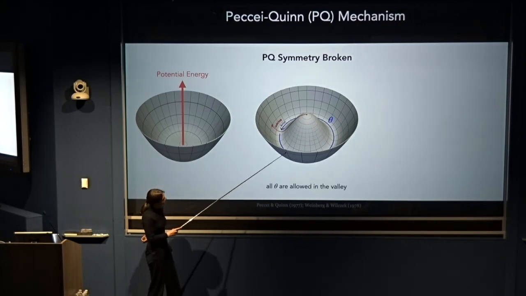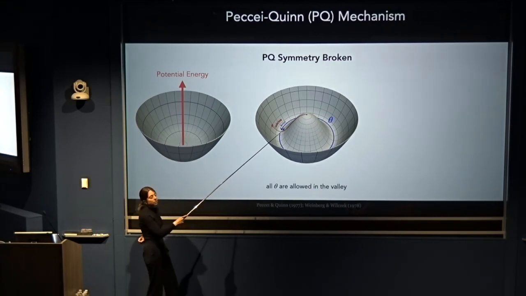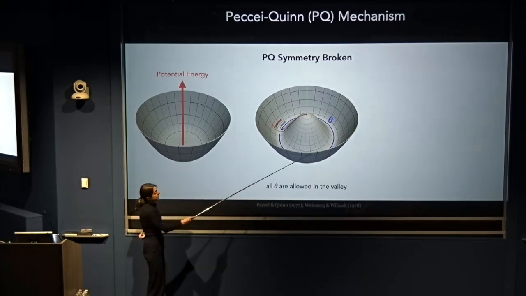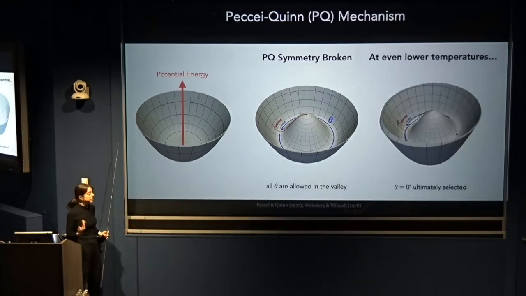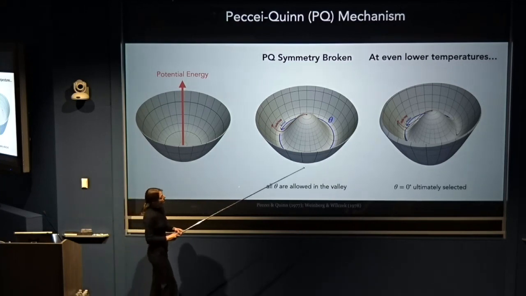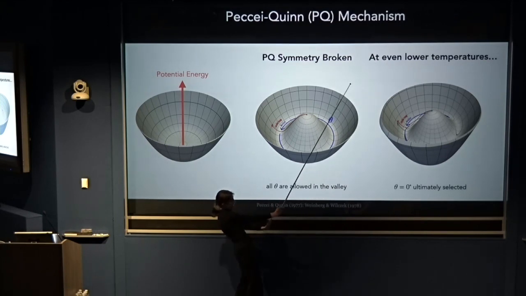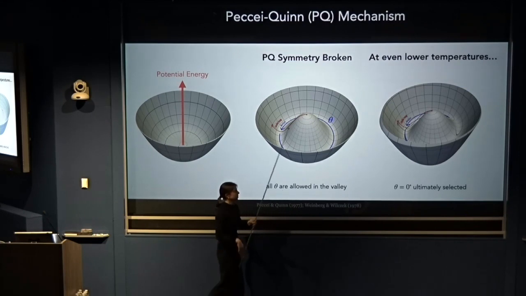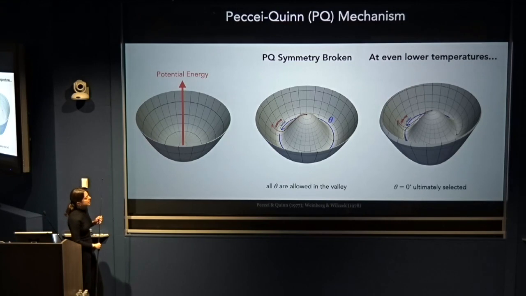And the theta that we think about is essentially any value along the valley of that wine bottle. So at this point in time, any value of theta is allowed. But as temperature continues to decrease in the universe, you reach a point where the axion actually gets a mass. That wine bottle tilts just a little bit, so you get a tilting of the potential energy, and where that axion particle ends up settling is right at 0, which ends up explaining the neutron EDM.